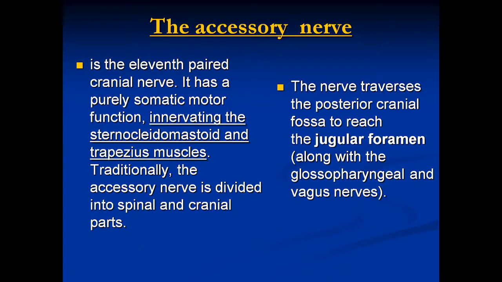Next, motor nerve, the 11th pair, the accessory nerve. The accessory nerve is the 11th paired cranial nerve. It has a purely somatic motor function, innervating the sternocleidomastoid and trapezius muscle. Traditionally, the accessory nerve is divided into spinal and cranial parts. This nerve traverses the posterior cranial fossa to reach the jugular foramen along with the glossopharyngeal and vagus nerves.